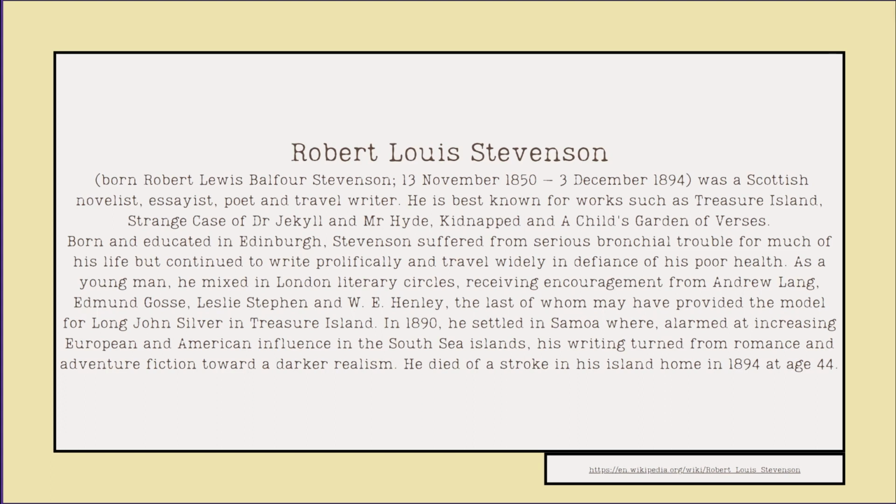As a young man, he mixed in London literary circles, receiving encouragement from Andrew Lang, Edmund Gosse, Leslie Stephen, and W.E. Henley, the last of whom may have provided the model for Long John Silver in Treasure Island. In 1890, he settled in Samoa, where, alarmed at the increasing European and American influence in the South Sea Islands, his writing turned from romance and adventure fiction to darker realism. He died of a stroke in his island home in 1894 at the age of 44.